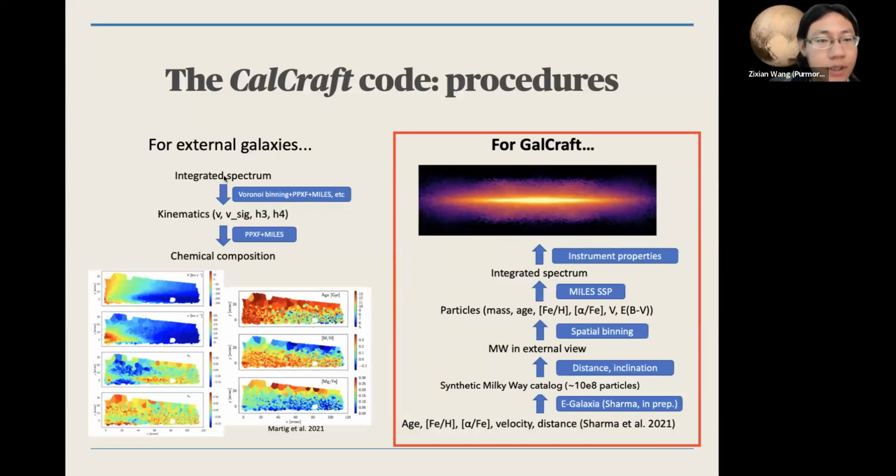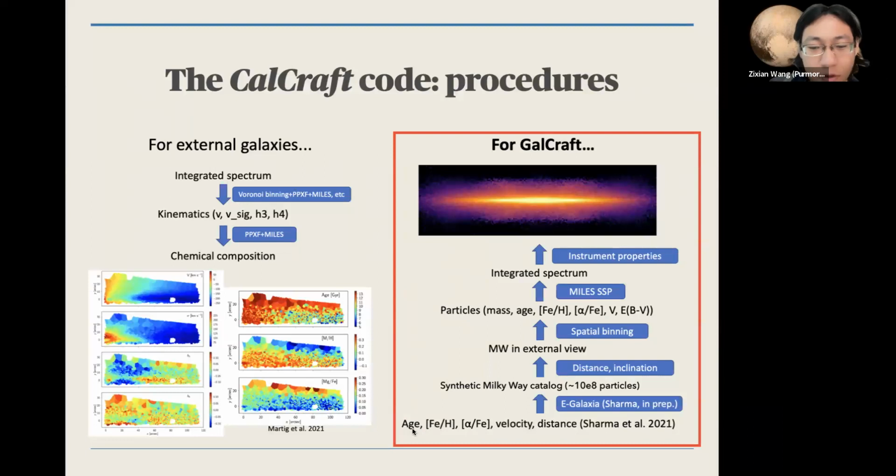When you fit the integrated spectrum, you can measure the kinematics, which are the radial velocity, velocity dispersion, H3 and H4. And you can also measure the chemical composition like mass-weighted or light-weighted age, metallicity, and alpha. Then you can plot these seven beautiful figures, which reflect the property distributions along different positions of this galaxy. So this is NGC 5746 from MaNGA, just to give you a brief demonstration. For the Galactic code, we basically invert this whole procedure.